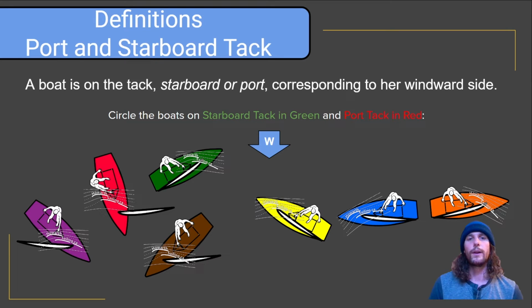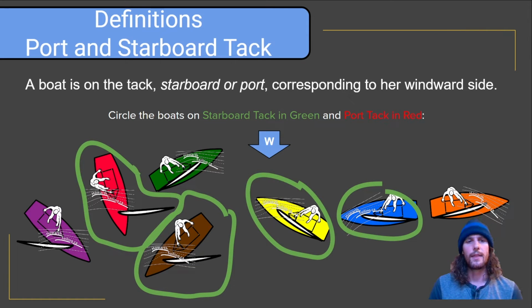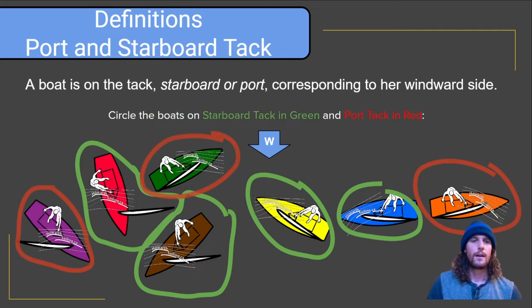We have a definition of port and starboard tack. A boat is on the tack, starboard or port, corresponding to her windward side. And we're asked, circle the boats on starboard tack in green and the boats on port tack in red. So you can see below that the red boat, the brown boat, the yellow boat, and the blue boat are all on starboard tack because their windward side is the starboard side of their boat. The purple boat, the green boat, and the orange boat are all on port tack because their port side is the windward side of their boat.